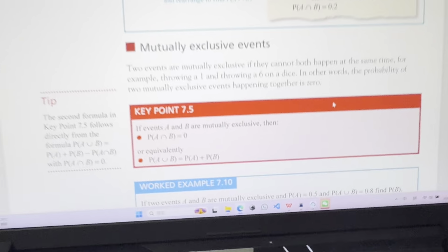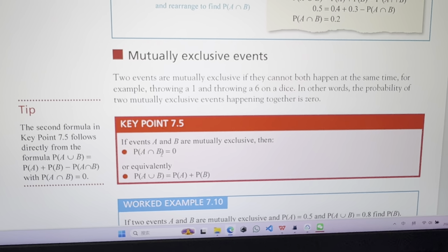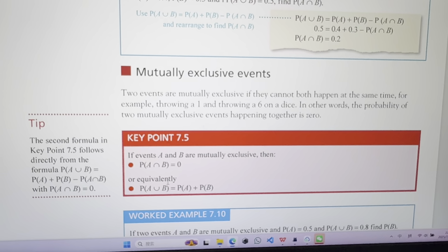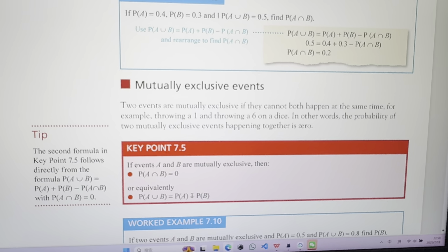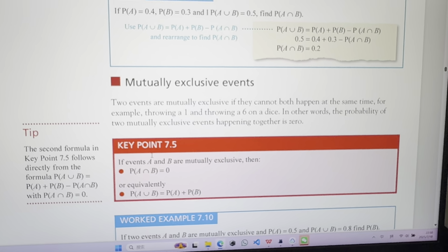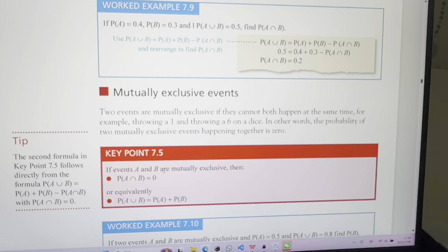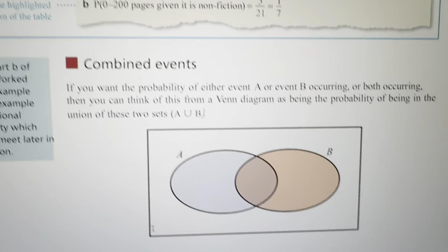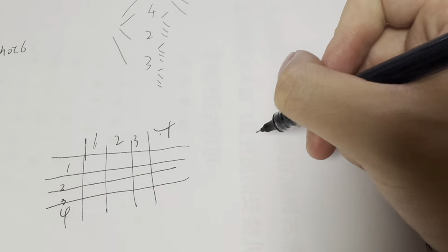Also, here's something. If A intersect B is equal to 0, or equivalently P(A union B) is equal to P(A) plus P(B), then it means events A and B are mutually exclusive. What does that mean? Actually, if we use the Venn diagram, it's obvious the graph will look something like that.